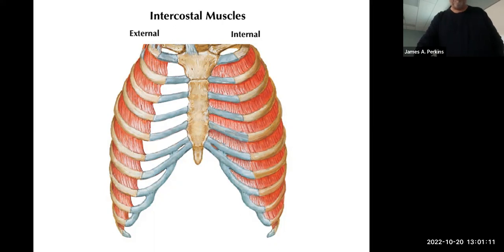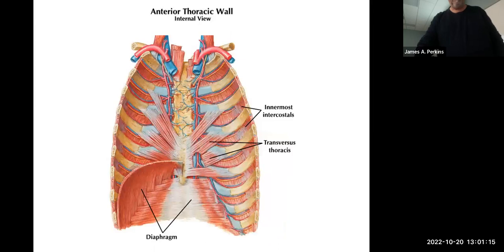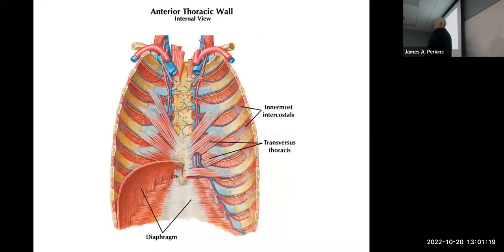Now here's where the naming gets weird, in my opinion. The third layer of intercostal muscles is called the innermost intercostals. We can't call them external, middle, and internal. We've got to have external, internal, and even more internal. It's a little weird, but we're stuck with it.